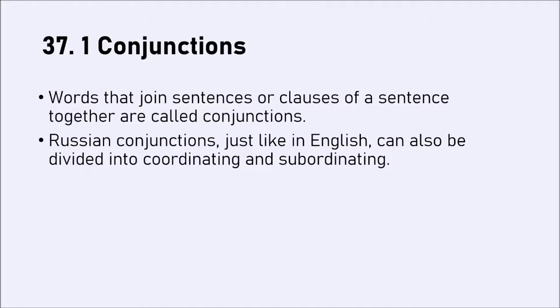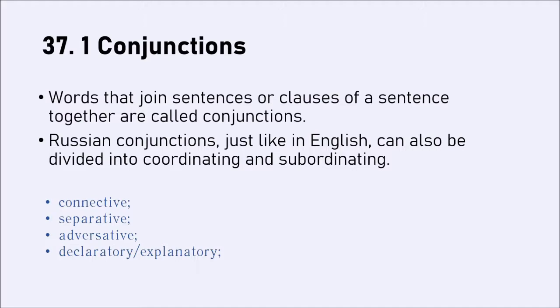We can go into even more detail and start saying that we have connective conjunctions, which are ones like and, or also, which pretty much connect things together that have a similar meaning, or you're adding on detail. Separative is where we have things like or, either, otherwise, where we're separating or splitting things into two really. Adversative is when we have things like but, although, however, when we're making a contradiction maybe. Declaratory or explanatory is when you're explaining yourself, giving reasons, things like because.